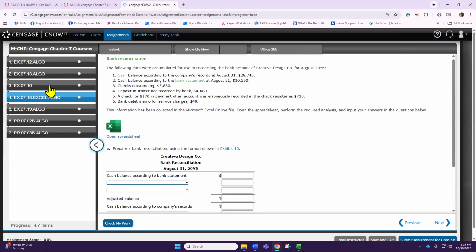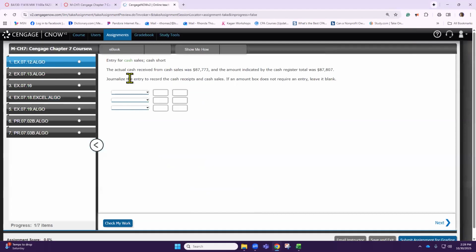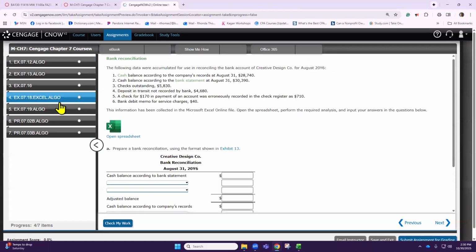Now, the first three I'm going to let you do. One is to learn about using a new account called cash short and over. So those of you who have worked with a cash register, or haven't, you put your actual cash in for the cash count, and I'll show you one or two in the problems I'm going to do. So do these problems first and then go do 1, 2, and 3 on your own, and I think you'll do better. All right. So, okay, let's go to number 4.